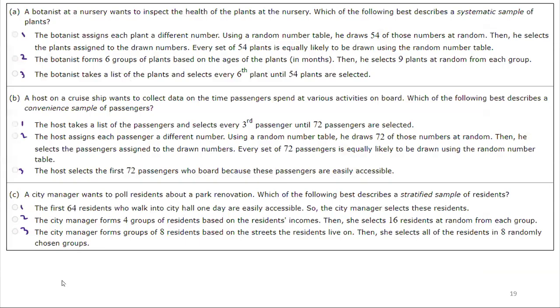So let's go back. All right. So the one that closely discusses this would be number two. The city manager forms four groups of residents based on the residents' incomes. Then she selects 16 residents at random from each group. Okay, so you have the four groups, and then each of the groups is represented. So the answer for that one is number two.